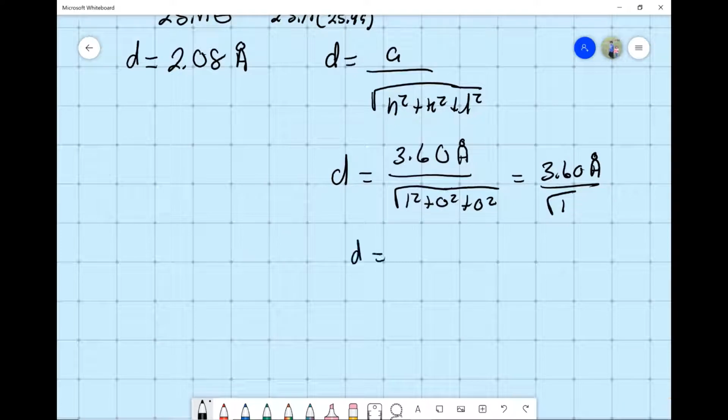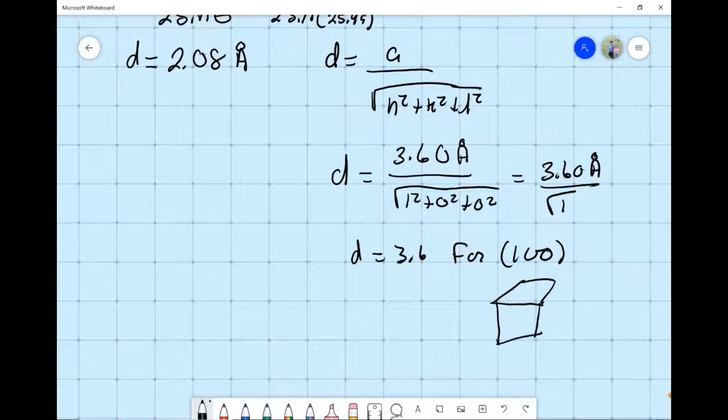So D equals 3.641. And I didn't even need to calculate that, because if you remember, we said that in a cubic system, I'm trying to draw the repeat, 110, D equal to A. So if you remember that, you actually save yourself a calculation, because we already know that D is 2.08.